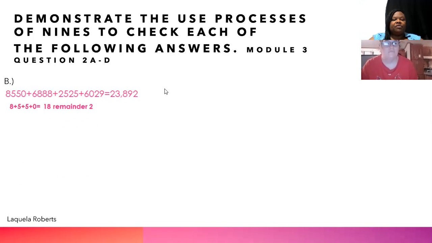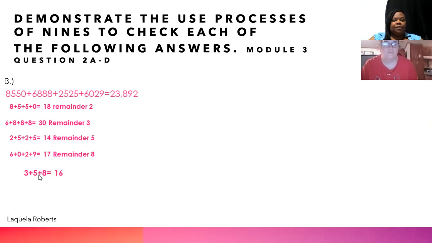So we got 8 plus 5 plus 5 plus 0 equals 18 with the remainder of 2. And then we have 6 plus 8 plus 8 plus 8 equals 30 with the remainder of 3. So what you're doing, we're breaking these numbers down. Then you have 2 plus 5 plus 2 plus 5 equals 14 with the remainder of 5. 6 plus 0 plus 2 plus 9 equals 17.